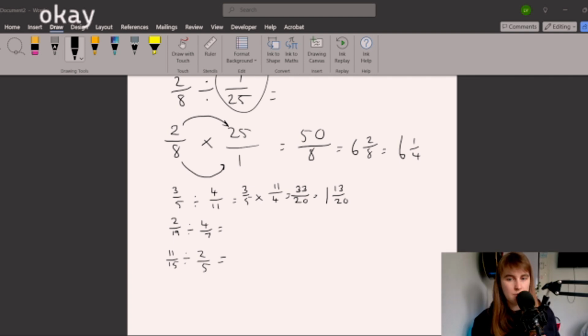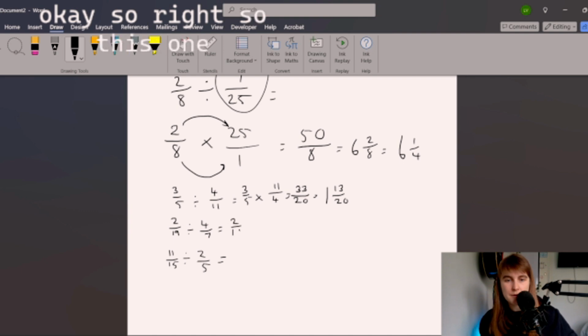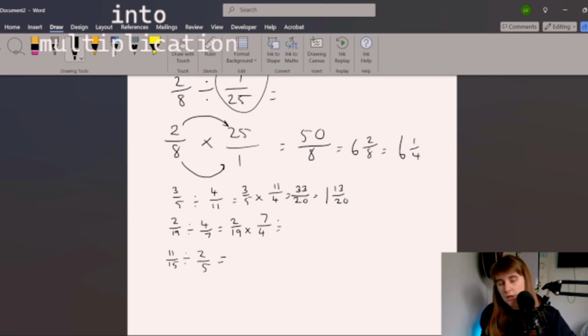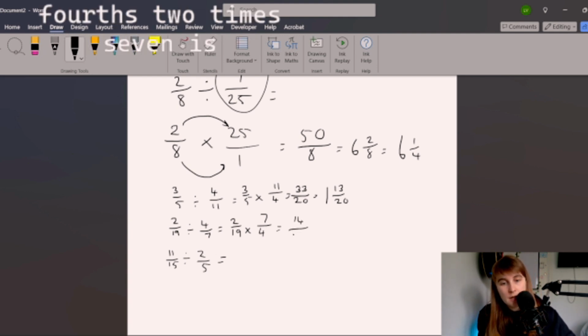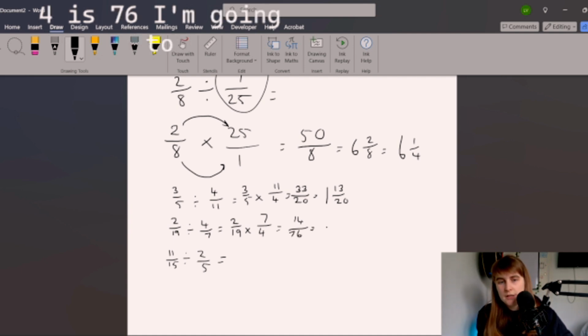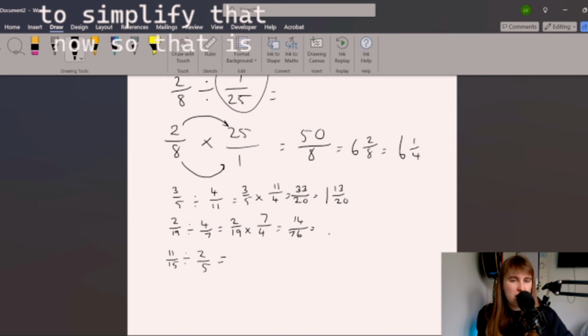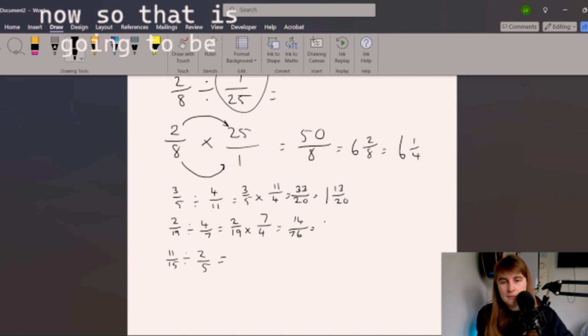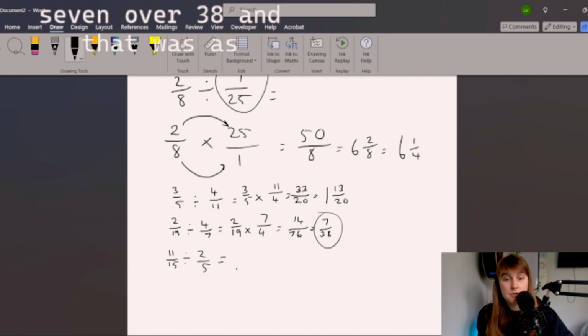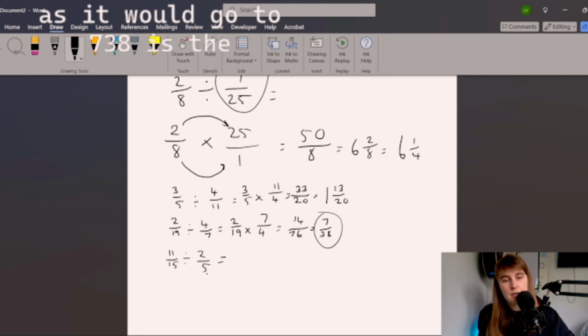Okay, so right, so this one, 2/19 remains the same. Turns it into multiplication, becomes 7/4. 2 times 7 is 14. 19 times 4 is 76. I'm going to simplify that now. So I'm going to divide them both by 2 initially. So it's going to be 7/38. And that was as far as it will go. So 7/38. This is the final answer there.